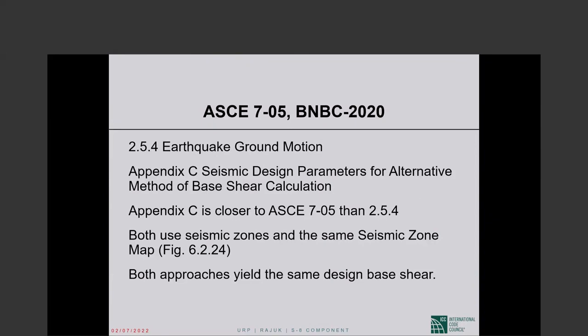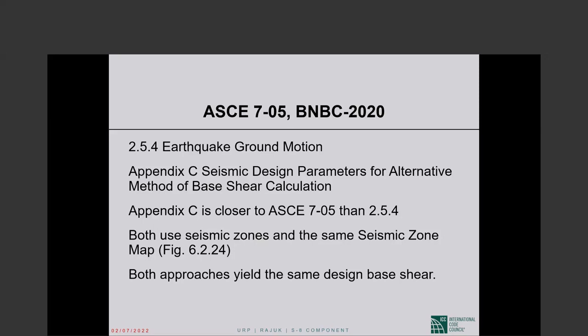The section that concerns us here is 2.5.4 of BNBC 2020, earthquake ground motion. Also, Appendix C, seismic design parameters, etc. Appendix C is closer to AC705 than Section 2.5.4, as I indicated earlier. Both Appendix C and Section 2.5.4 use seismic zones and the same seismic zone map, which is figure 6.2.24. You will see it several times.